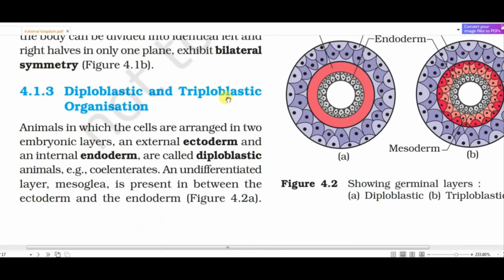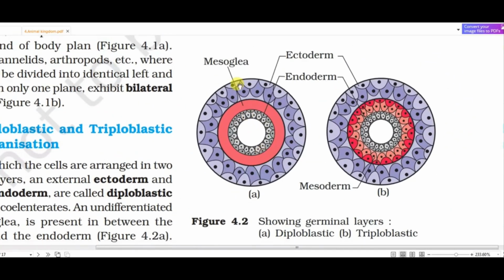Diploblastic and triploblastic organisms. Animals in which cells are arranged into two embryonic layers, an external ectoderm and an internal endoderm, are called diploblastic animals. Example, coelenterates. An undifferentiated layer, mesoglea, is present in between the ectoderm and the endoderm. We can see the diagram 4.2. The outer one is known as the ectoderm and the inner one is known as the endoderm. The middle one is known as mesoglea. And here we can see that in triploblastic animals we know it as mesoderm.